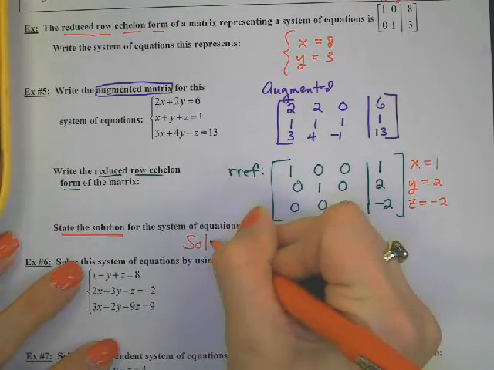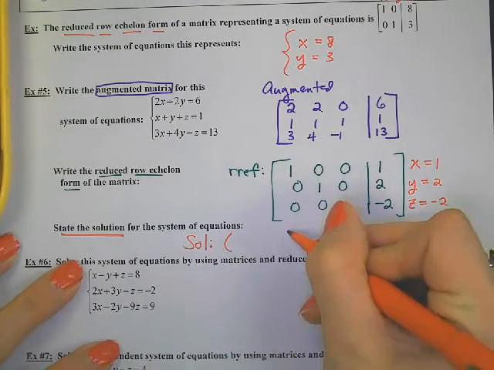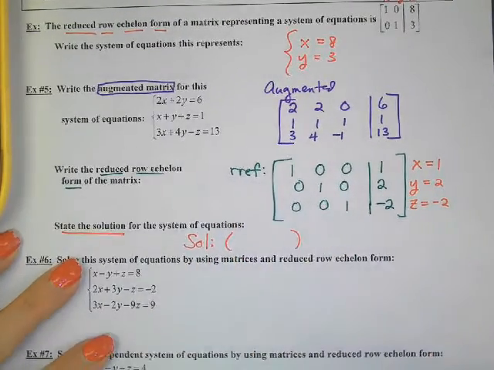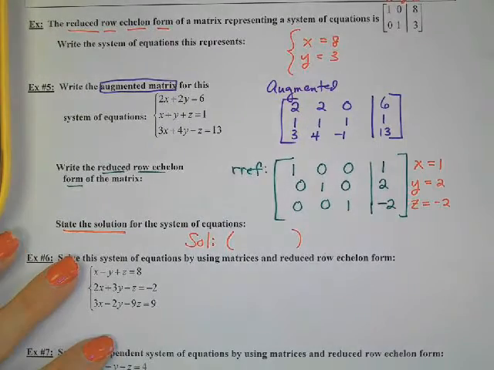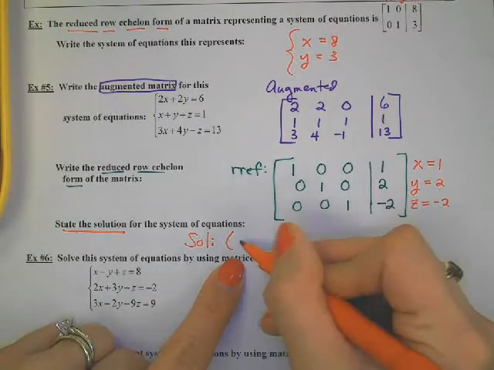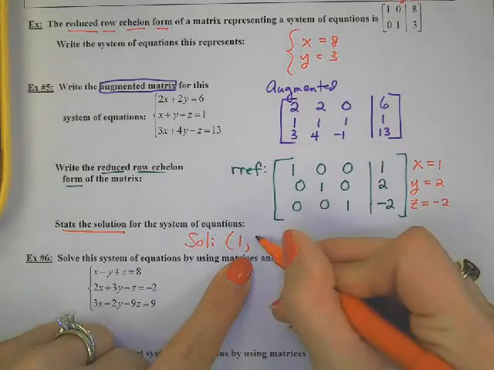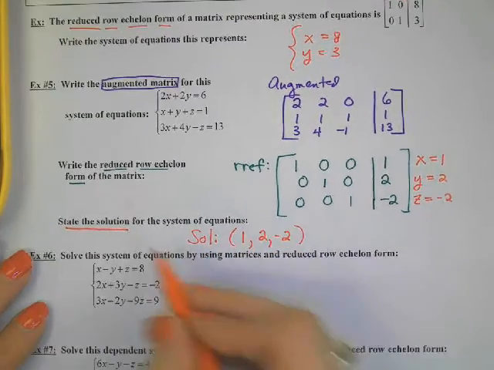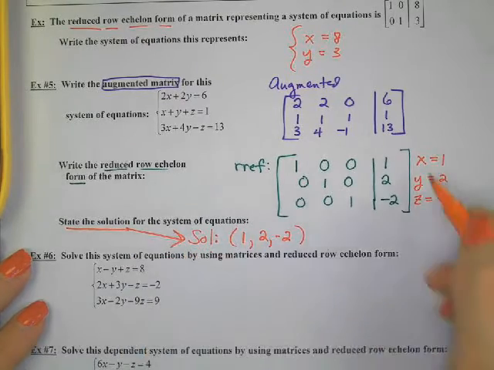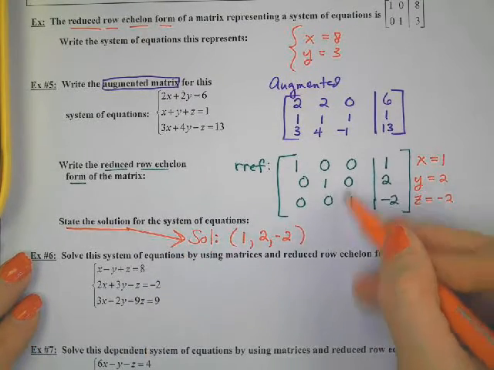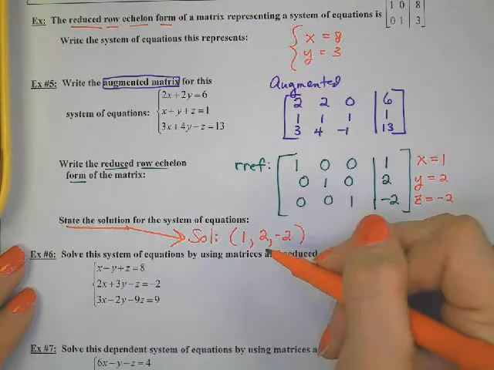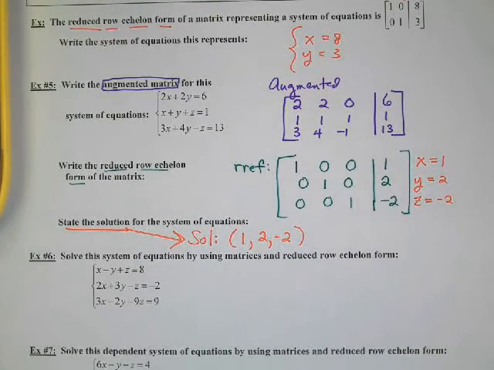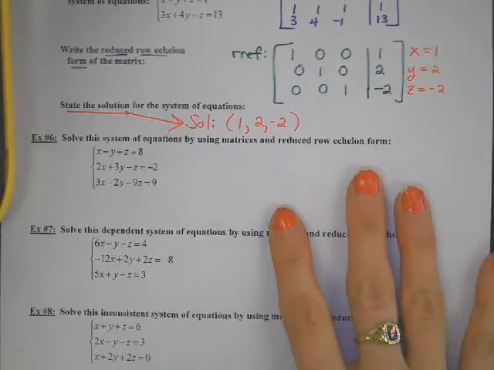Now this is how you state a solution. You always put it in parentheses and you list the variables in alphabetical order. So I need to say the answer is (1, 2, negative 2). This is how you state the solution. This is the matrix, reduced row echelon form, but that is how you state the solution. So we're essentially solving systems with our calculator. Okay, let's do it again.